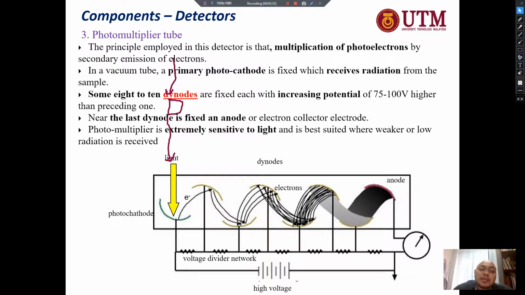very greatly. It increases the sensitivity of the data reading, the sensitivity of the detector. So that is the advantage of the photomultiplier tube. It's extremely sensitive. However, of course, the photomultiplier tube is expensive.